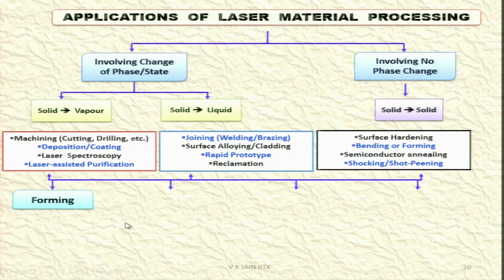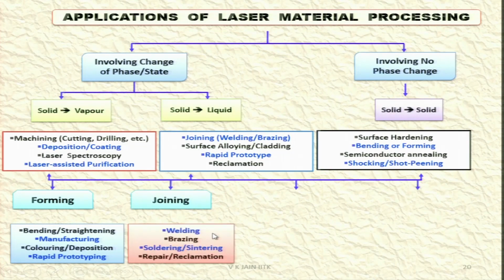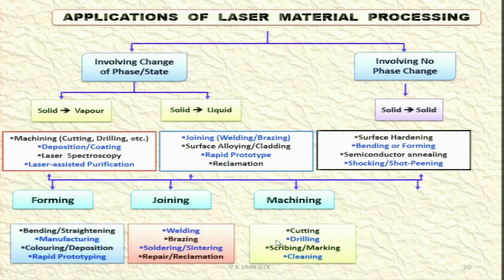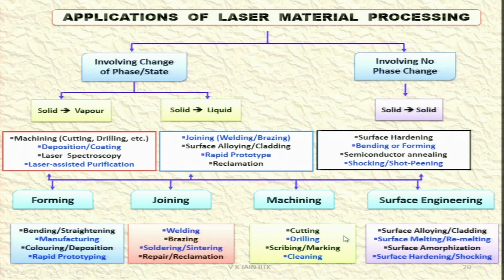You can see here what kind of operations can be performed. We are familiar with them, like forming, bending, straightening, manufacturing, coloring, deposition, rapid prototyping, they can be done. Joining of the material by welding, brazing, soldering, sintering, etc. Then machining you can perform like cutting, drilling, scribing, marking, cleaning, etc. These are the different kinds of operations that can be performed by laser beam machining and laser beam micromachining. And then surface engineering, surface alloying, cladding, surface melting, remelting, surface amorphization, surface hardening and shrinking.